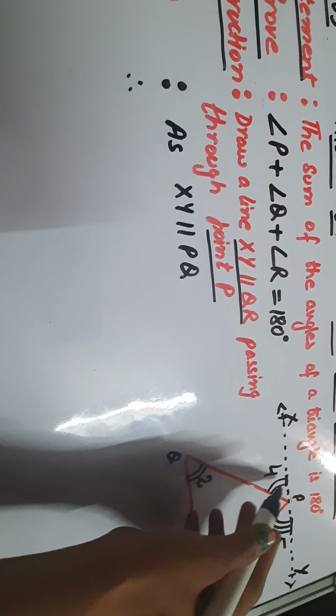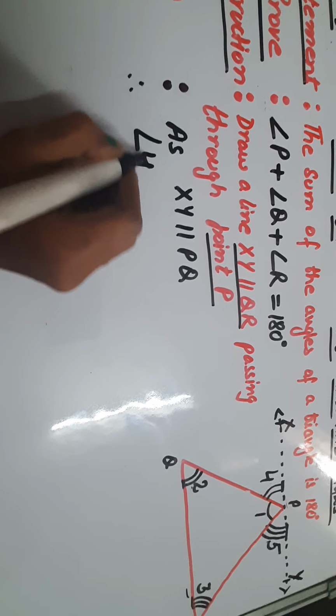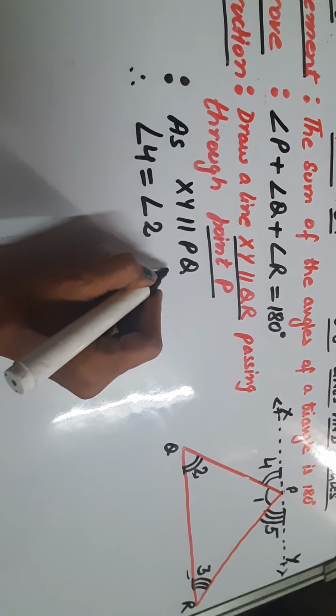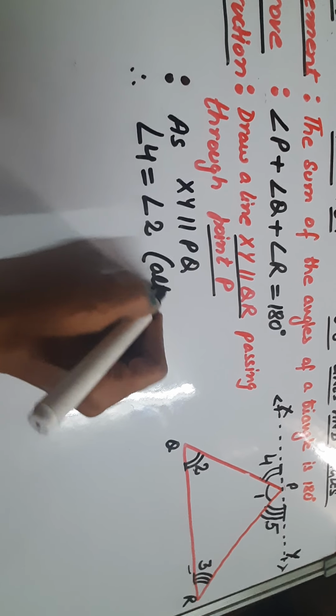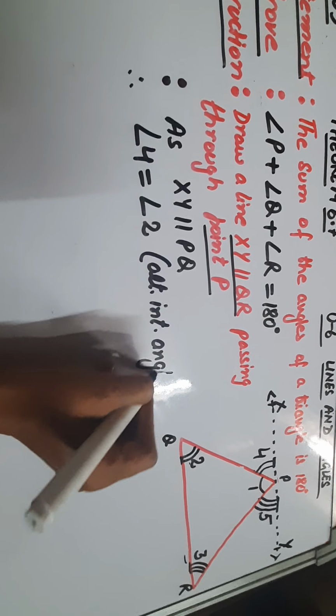So we will write, as XY is parallel to PQ, angle 4 is equal to angle 2. And you have to write the reason also. Reason is alternate interior angles.